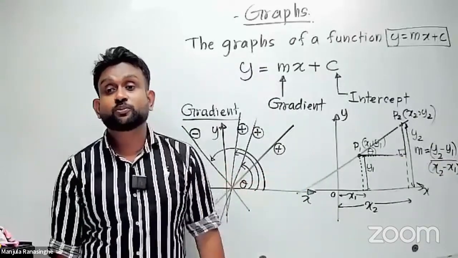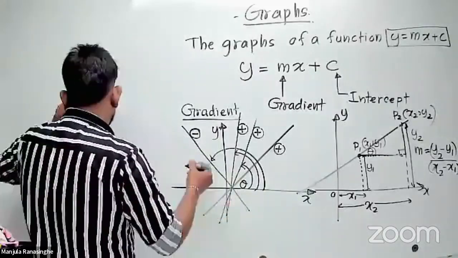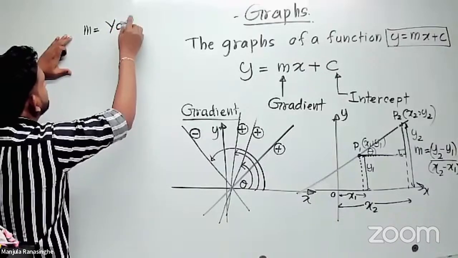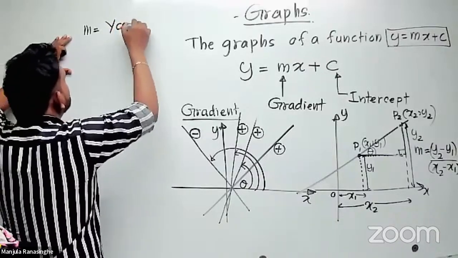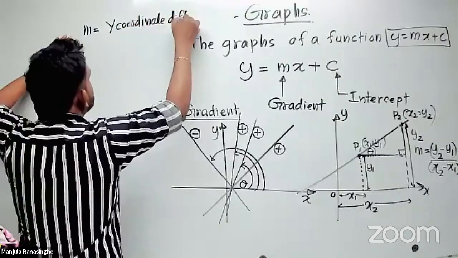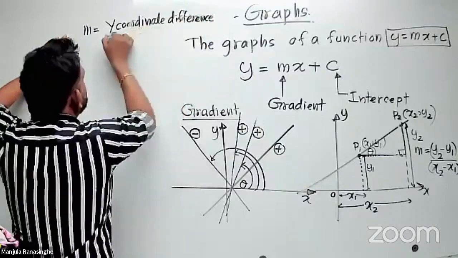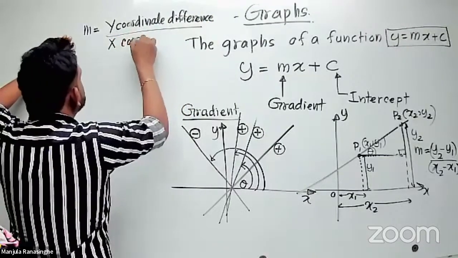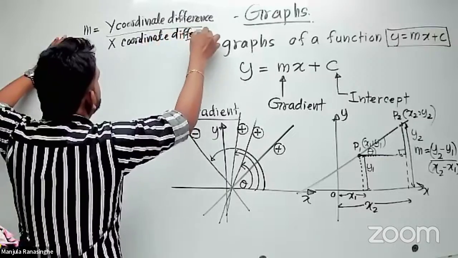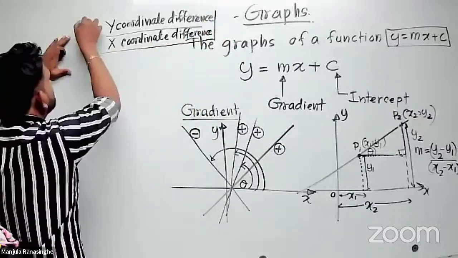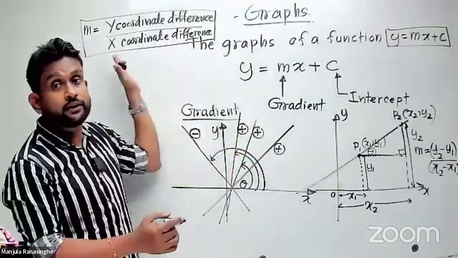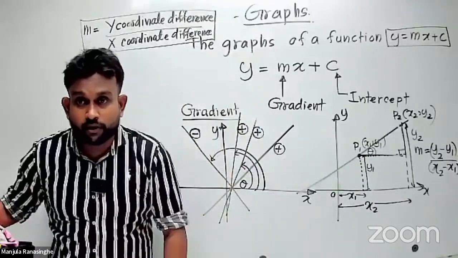y2 minus y1 upon x2 minus x1. So as gradient, the general equation when you consider 2 points is the y coordinate difference divided by the x coordinate difference. Okay, write down these notes. Starting here, write down this first and then second, and then take this general equation.